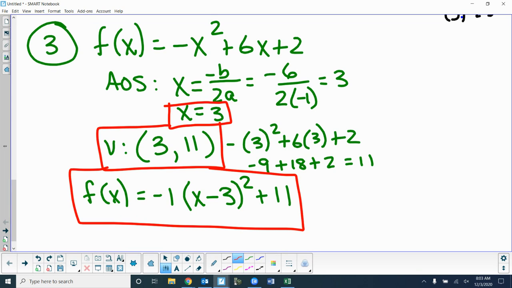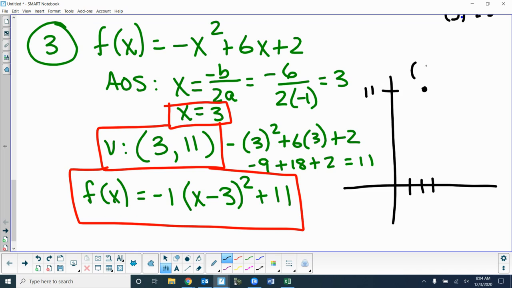And then, again, graphing. When I graph it, we got (3, 11), so I'll give myself some room. Does this open up or down? Down, right? So (3, 11), we'll be in the first quadrant. I'll just say up here's 11. So (3, 11) is right there. My axis of symmetry goes right through there. Oops, I kind of missed that. Let's fix it up a little bit.